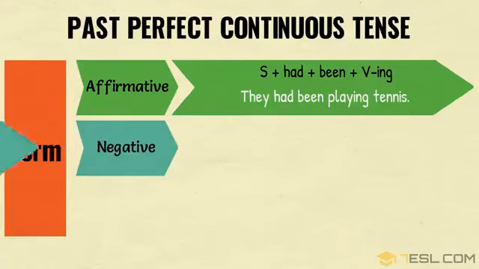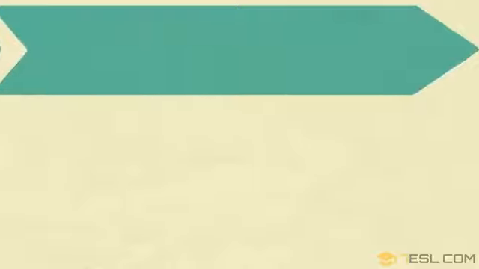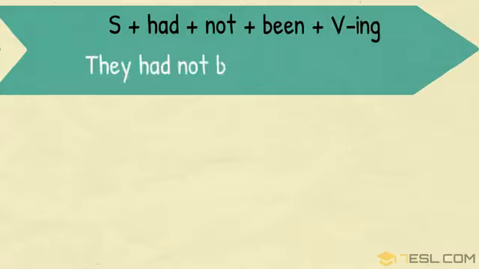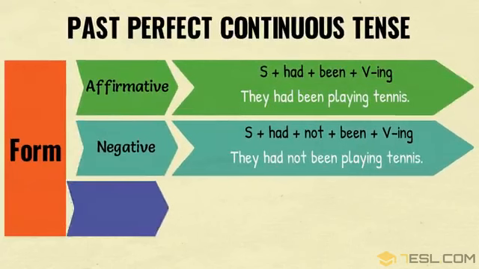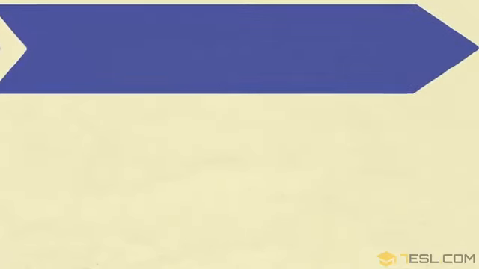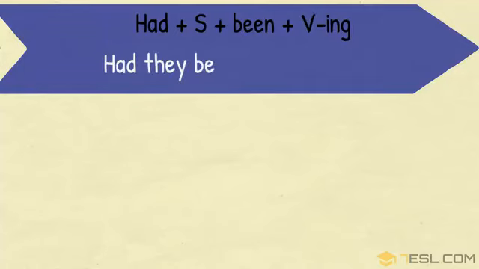Negative: subject plus had plus not plus been plus verb-ing. They had not been playing tennis. Interrogative: had plus subject plus been plus verb-ing. Had they been playing tennis?